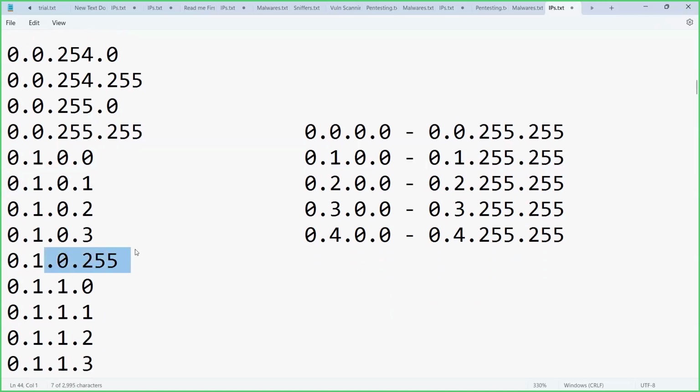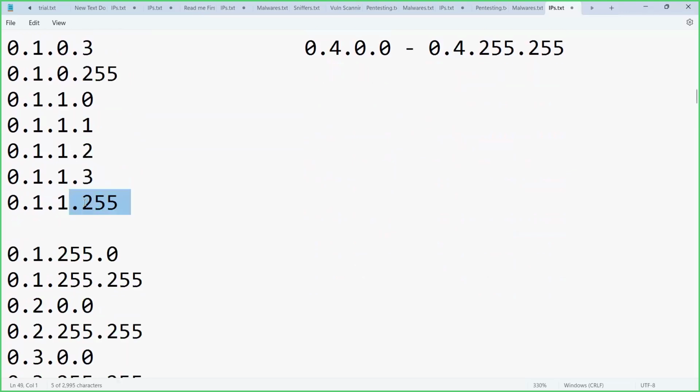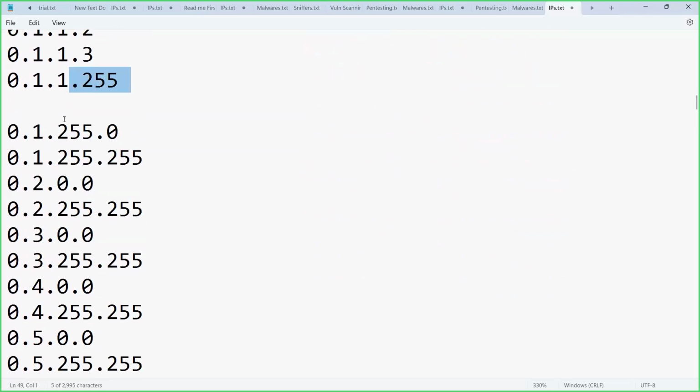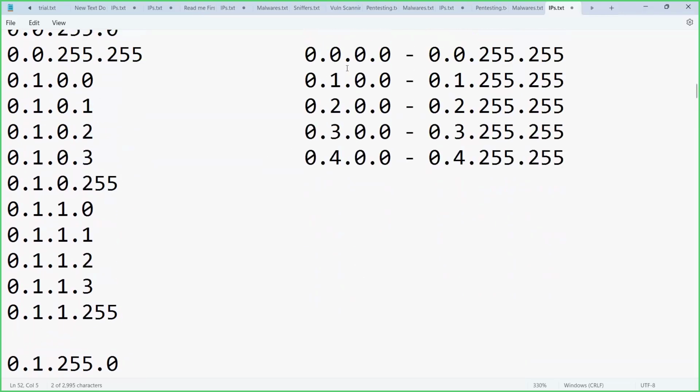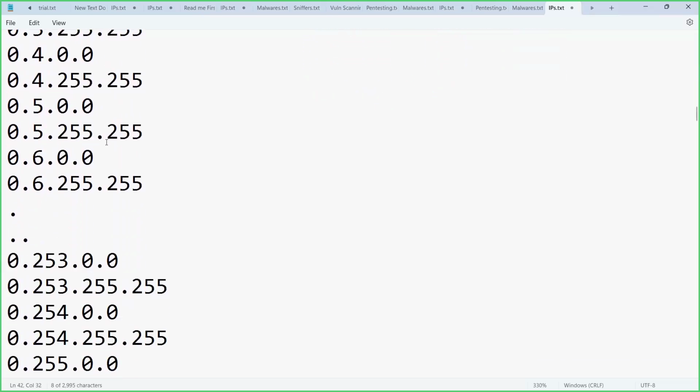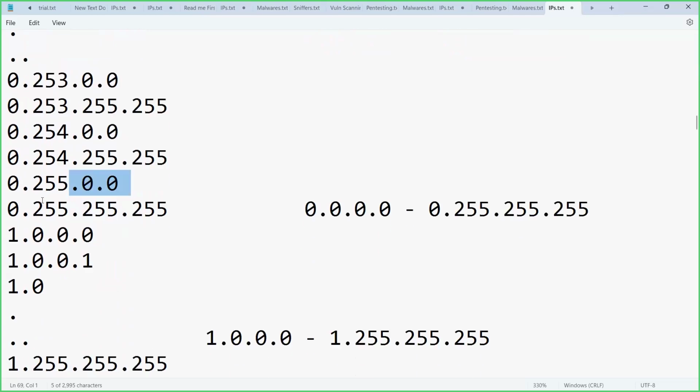So 0.0 goes up to 0.255, 1.0 goes up to 1.255, 2.0 goes up to 2.255, and similarly 255.0 goes up to 255.255 again. So this one now changes to 2. Whatever cycle repeated here from 0.0.0 to 0.255.255 repeats again from 1.0.0 to 1.255.255, 2.0.0 to 2.255.255, 3.0.0 to 3.255.255, 4.0.0 to 4.255.255, and similarly down the line, 255.0.0 to 255.255.255.